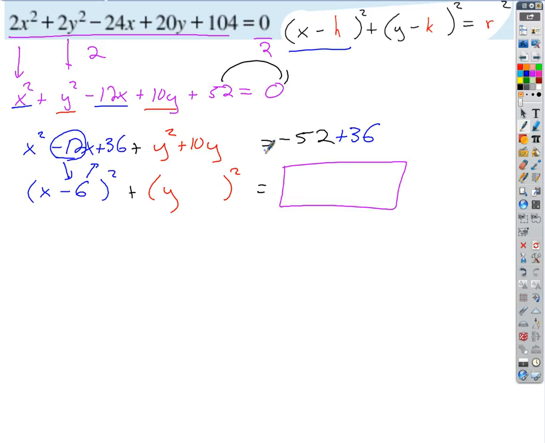That's good. What about the y's? Austin, what's the number we have to add to y down here? 5. Good. Half of 10 is 5. But in order to get that, what red number do I have to add to both sides? 25.